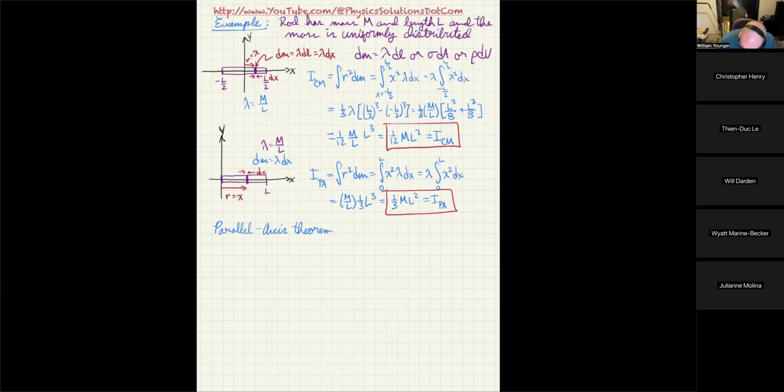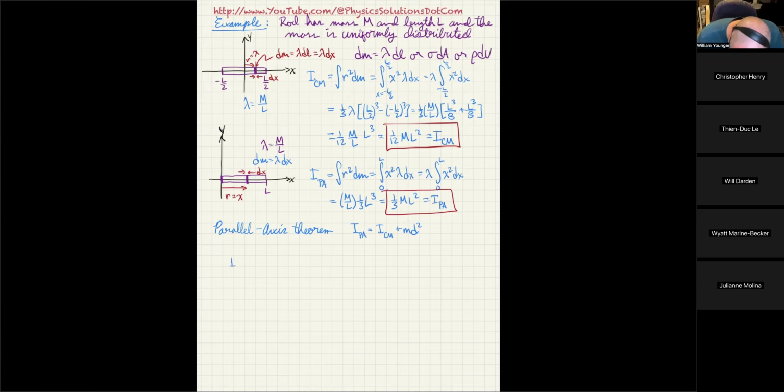But the parallel axis theorem says basically that the moment of inertia through a parallel axis is equal to the moment of inertia through the center of mass plus the mass times d squared, where d is the distance between the parallel axis and the center of mass rotational axis. So that's it. What we're going to do now is verify that we get 1/3 ml squared by using the center of mass moment of inertia.